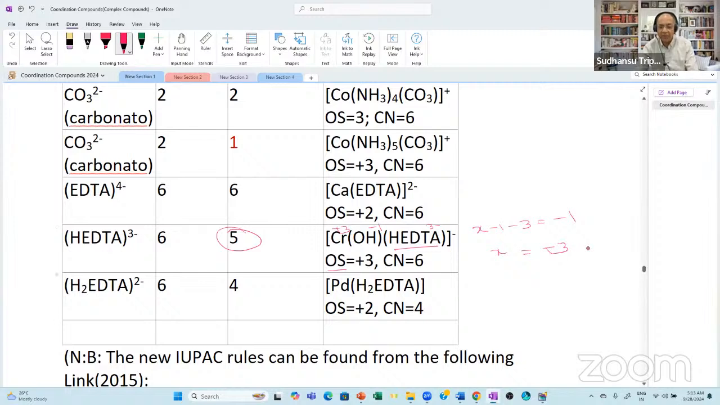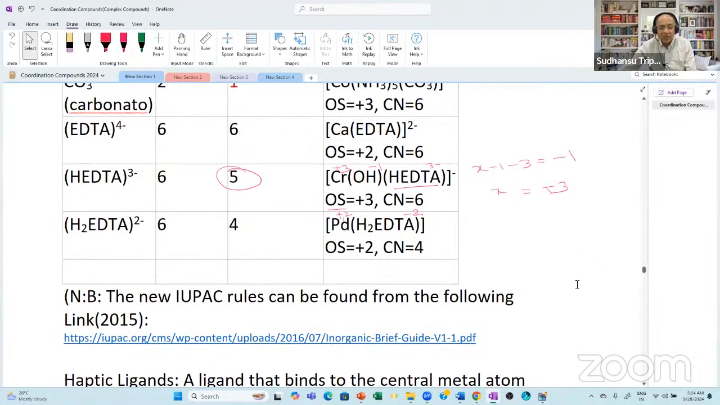Similarly, in some other complex, a palladium complex, only 4 teeth are used, and the charge will be -2. The other carboxylic acids are neutralized; only 2 COO minus are there, as well as the nitrogen donor. So palladium in the +2 state gives a neutral complex. Coordination number is 4 here. So these are called flexidentate ligands.